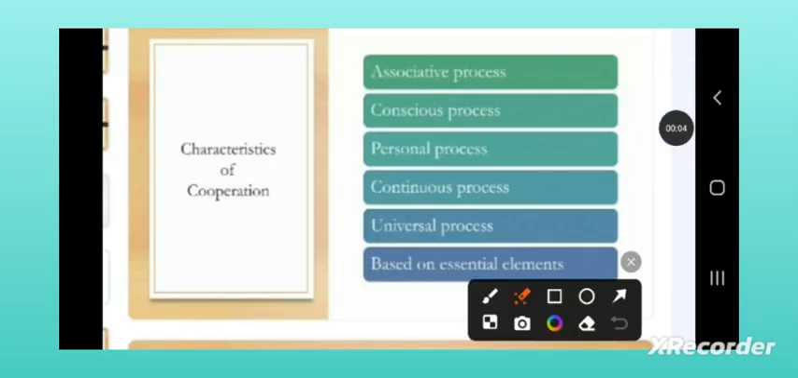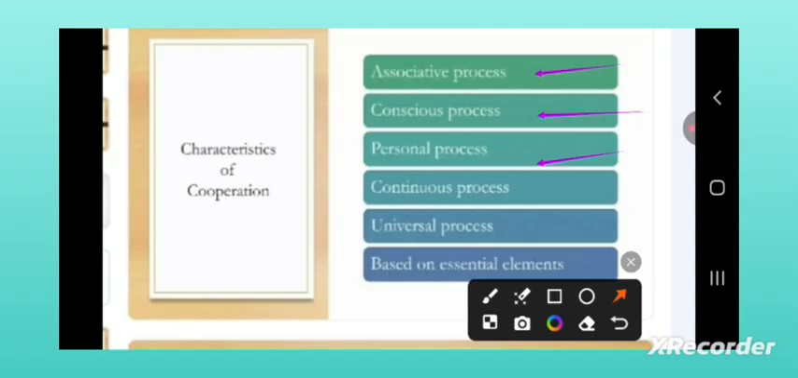Characteristics of cooperation. Associative process. Cooperation is a positive force that brings individuals and groups together, promoting social solidarity and integration. Conscious process. The people involved are fully aware of their common goal and the act of working together to achieve it.